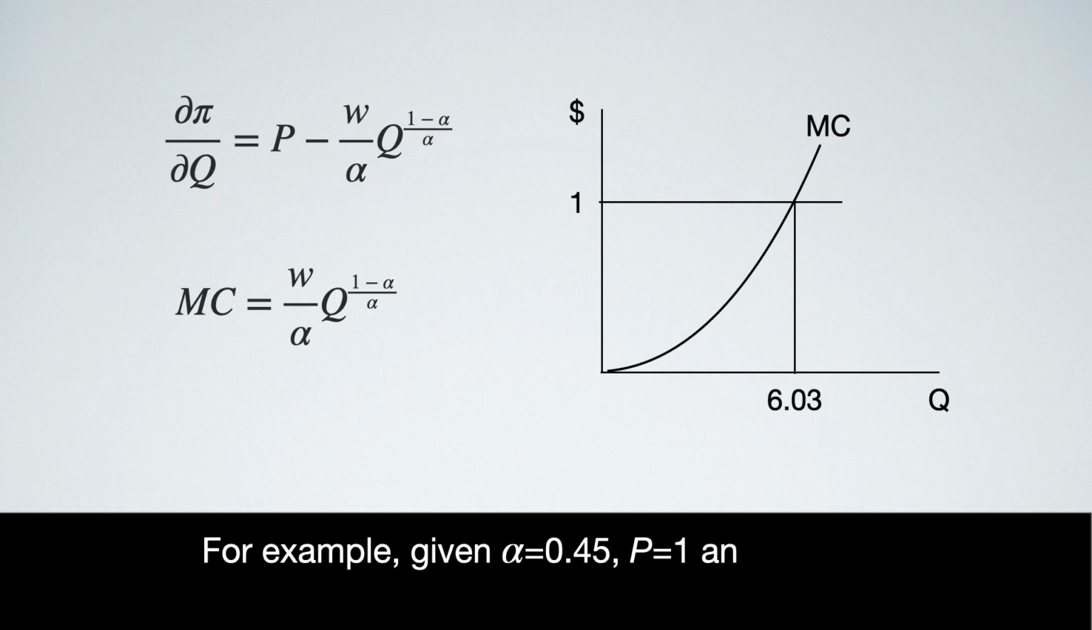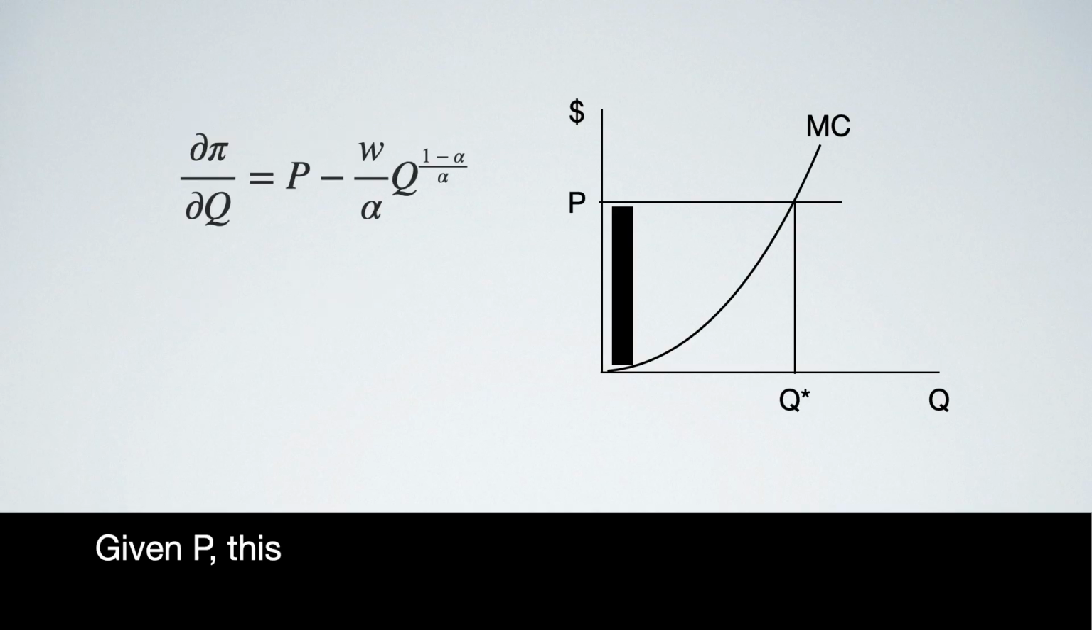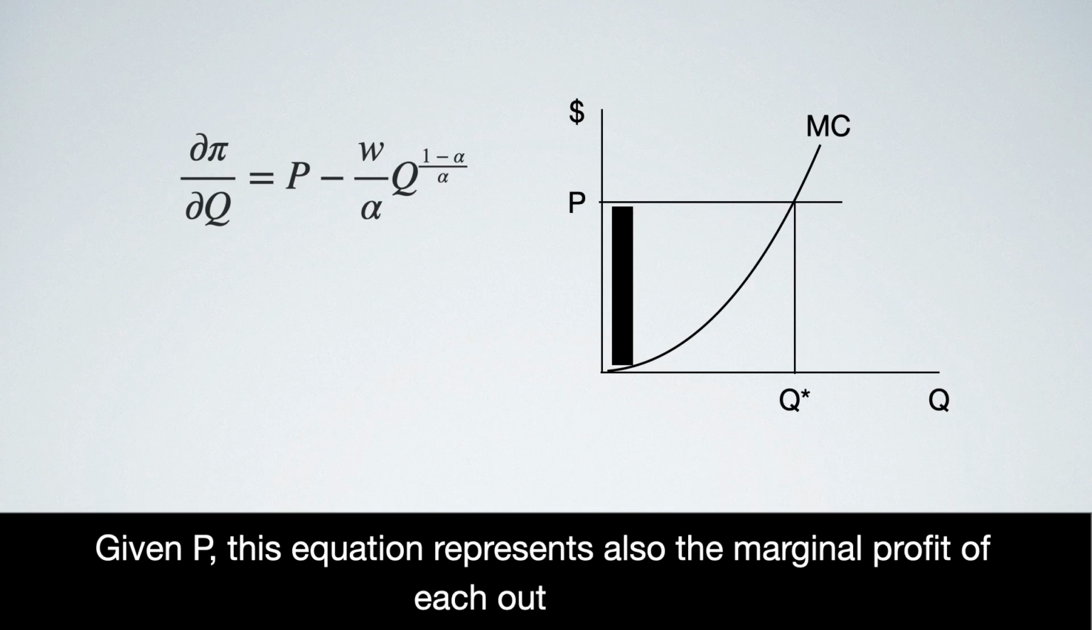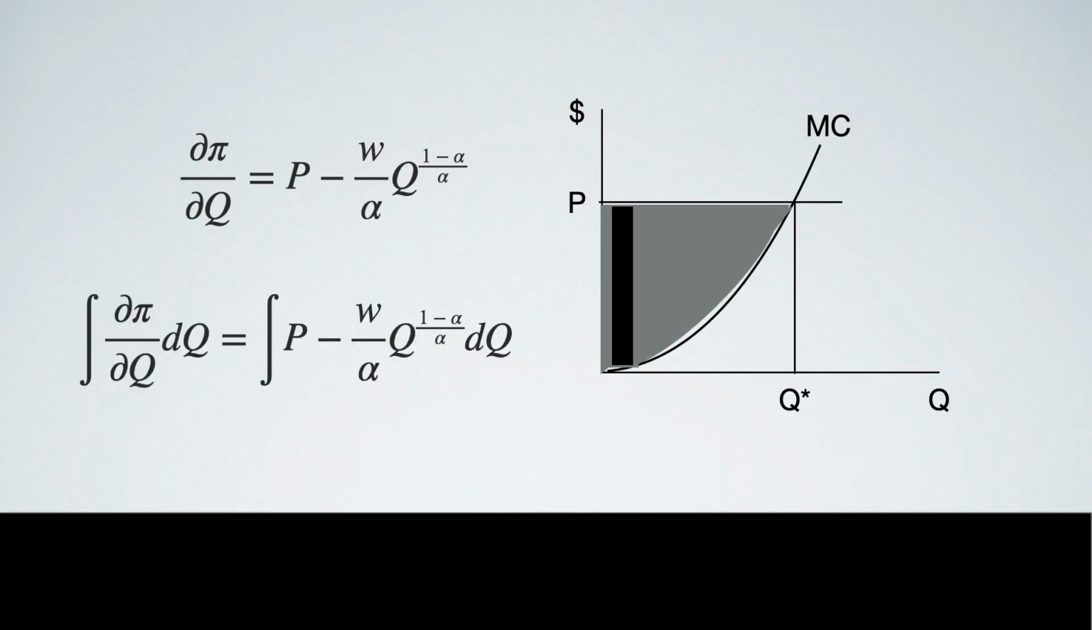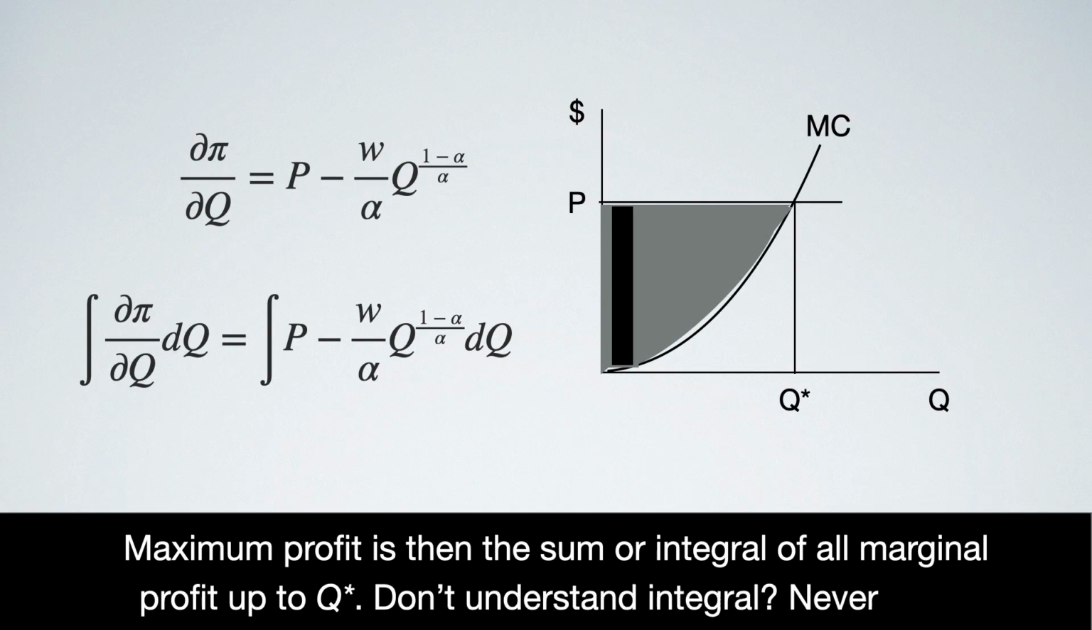For example, given alpha equals 0.45, P equals 1 and W equals 0.05, P equals MC leads to the optimal Q equals 6.03. Given P, this equation represents also the marginal profit of each output unit. Maximum profit is then the sum or integral of all marginal profit up to Q star.